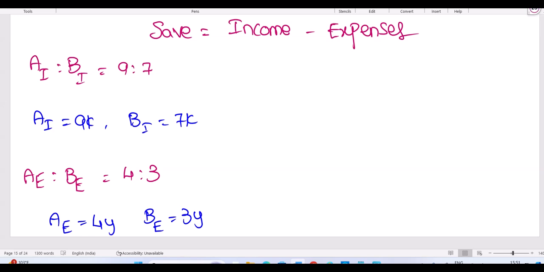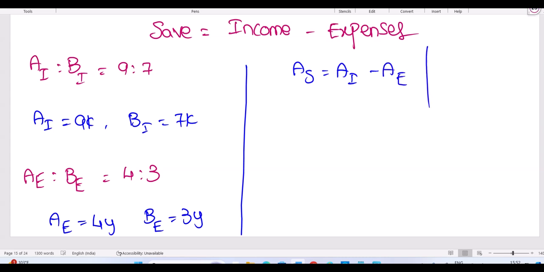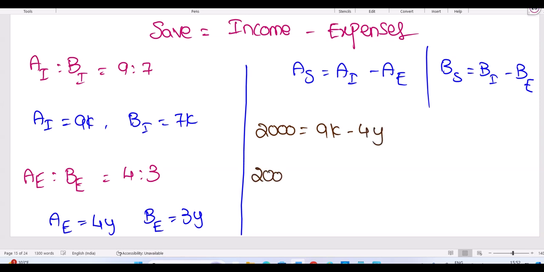Right now, A's savings is A's income minus A's expenses. B's savings is B's income minus B's expenses. In the question, each will save 2000 per month. So A's saving is 2000, that is 9K minus 4y. B's savings is 2000, that is 7K minus 3y. Right. Now, two equations, two unknowns.